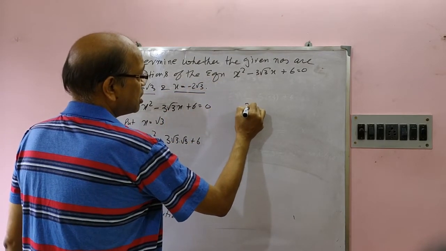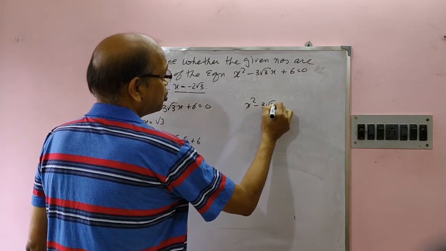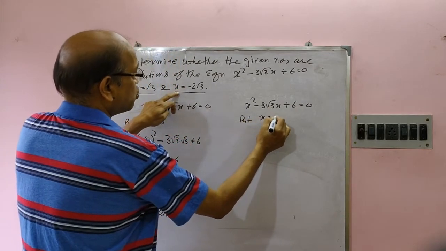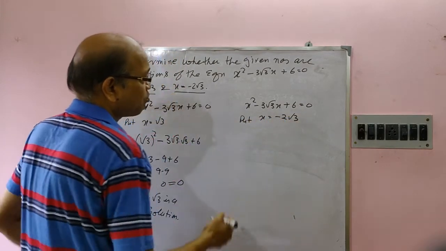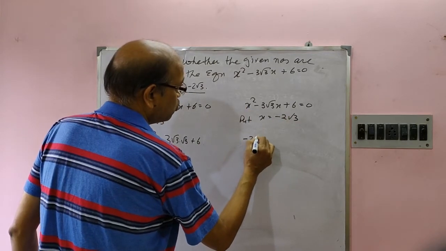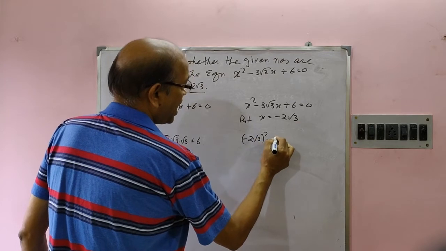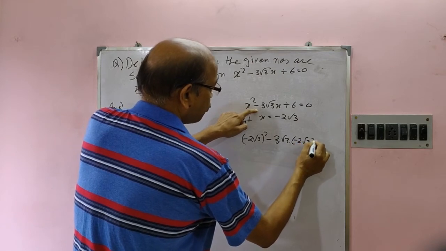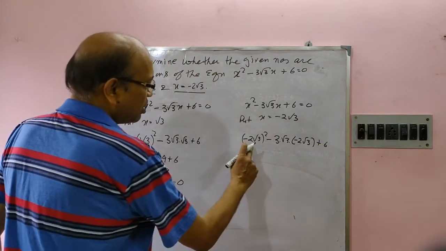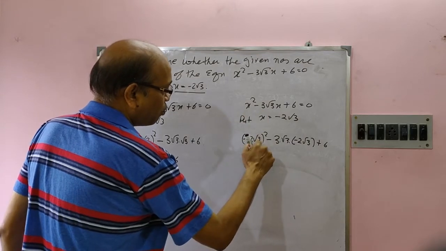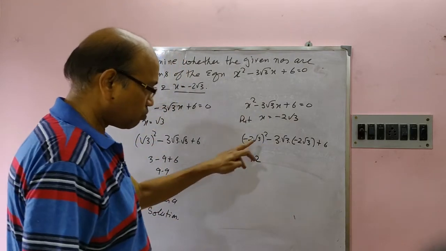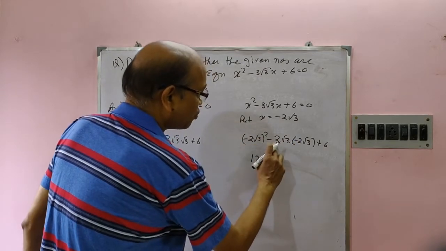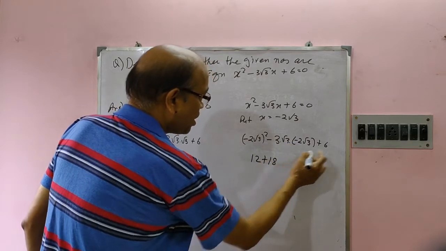Now let us find out for this. The equation was x square minus 3 root 3x plus 6 equals 0. Now put x equals minus 2 root 3. So here this will be minus 2 root 3 whole square minus 3 into root 3 into minus 2 root 3 plus 6. Now minus square will be plus. 2 2s are 4, 4 3s are 12. Now here minus into minus is plus, 3 2s are 6, 6 3s are 18, plus 6.